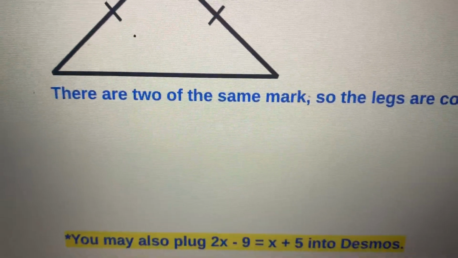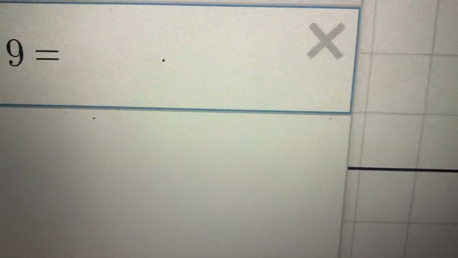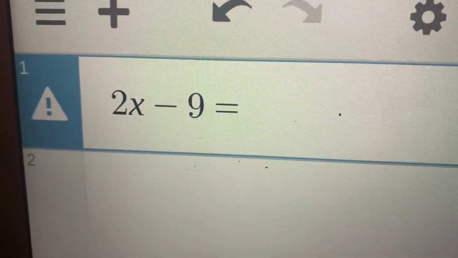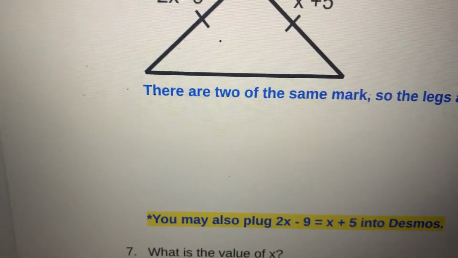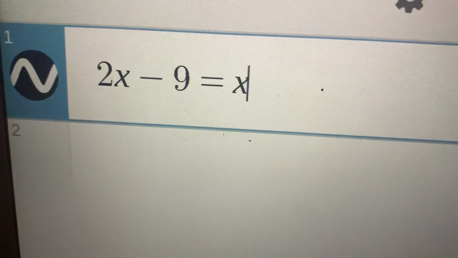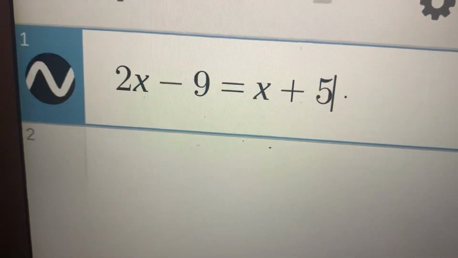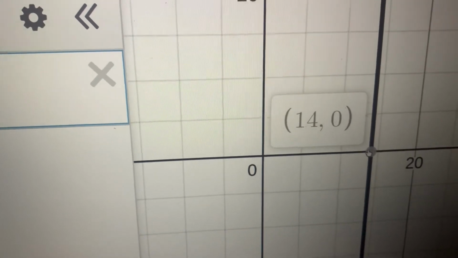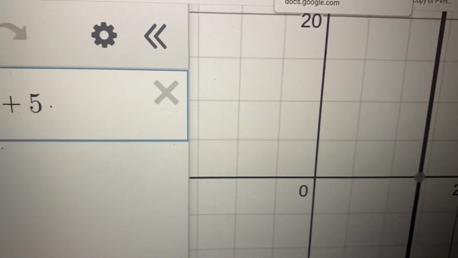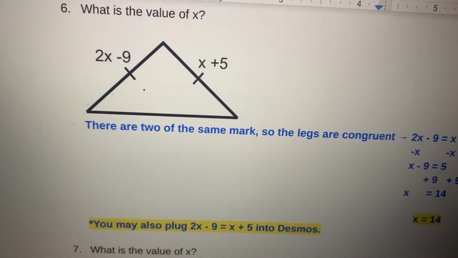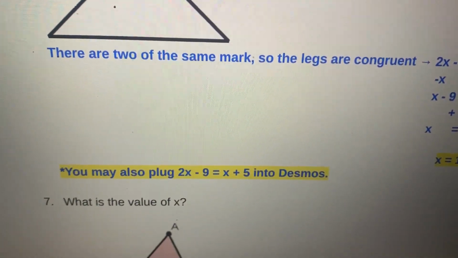So if we have 2x minus 9 equals x plus 5. So if we plug that in, we get a straight line right here, and that says 14. Okay, so you can also do it that way. We are going to have several other examples on this practice that are similar to that, so I'll show you those in the next video.